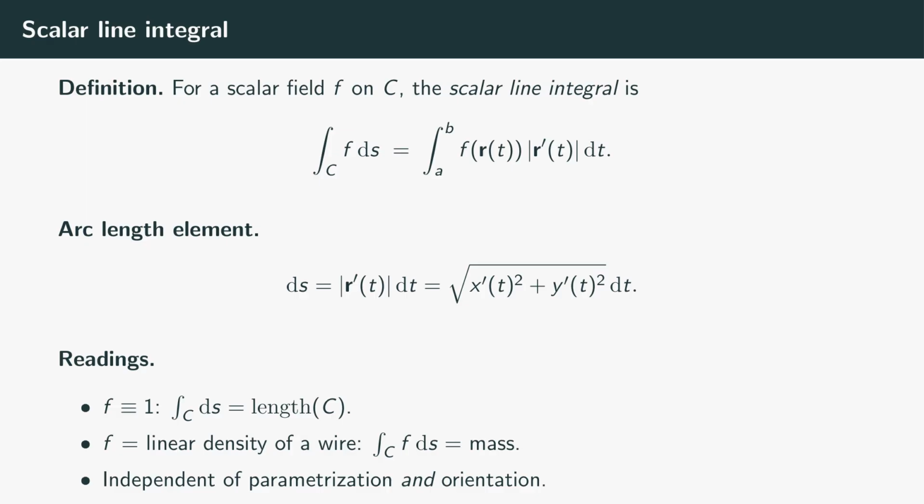Geometrically, chop the curve into tiny pieces, multiply f at a sample by the length of the piece. Sum, take the limit. Two readings. With f identically 1, you recover the arc length of C. With f a linear mass density, you get the mass of a wire shaped like C.